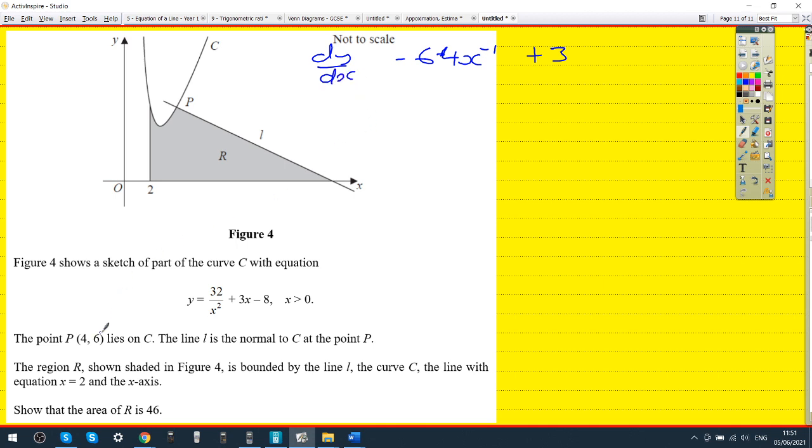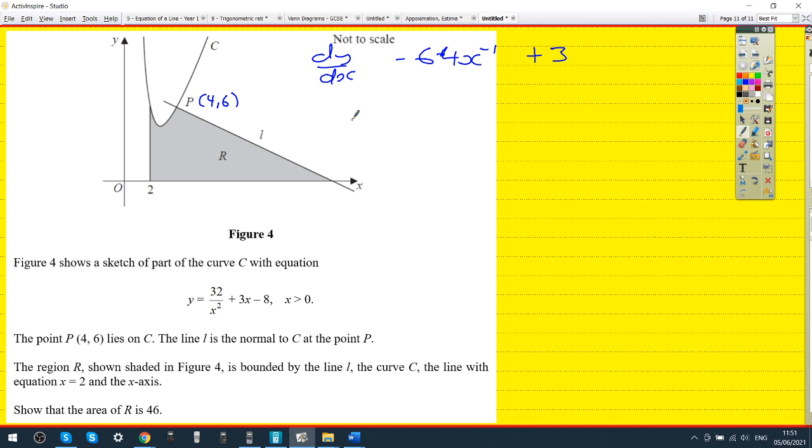So the point 4, 6 is on C. The line L is the normal to C at the point P. So that point P is 4, 6. What would be the gradient at the point P? Would that be the same as the gradient of L? It would be perpendicular to the gradient of L, so it'd be the reciprocal.